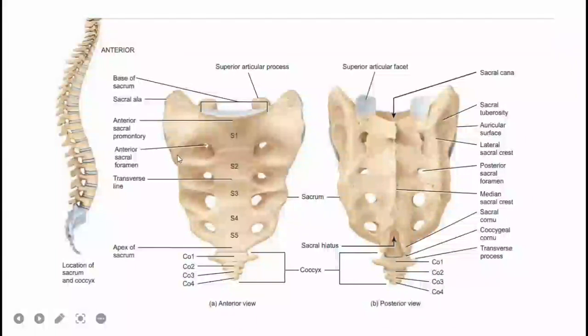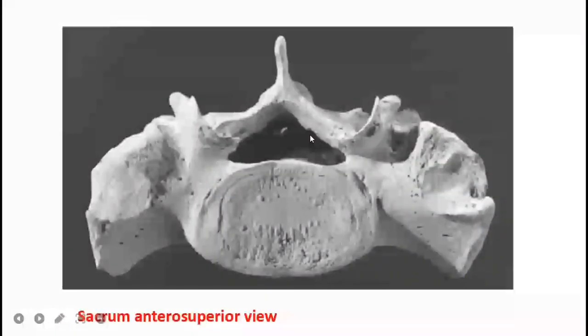And we have as well anterior sacral foramen at this level. Transverse lines, you can see this is the first, then the second, and finally moving down to the other level. Apex of sacrum, and we have the base, then ala. Ala is another name that represents wing. But this is the sacrum, anterior and superior view of the sacrum.